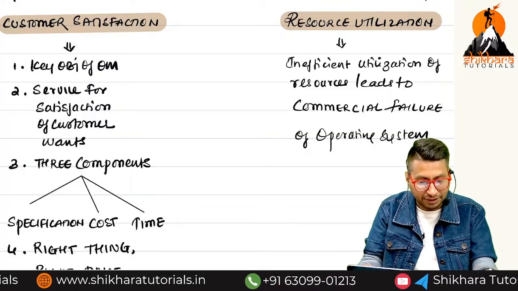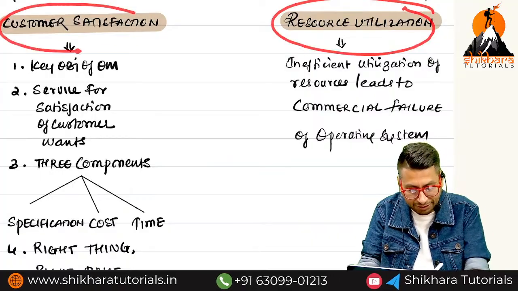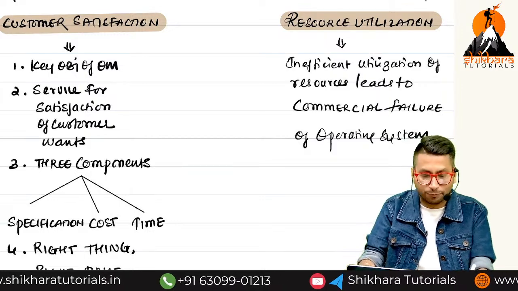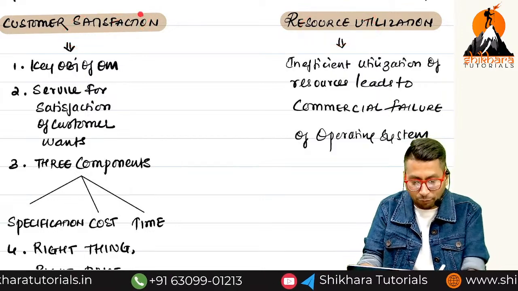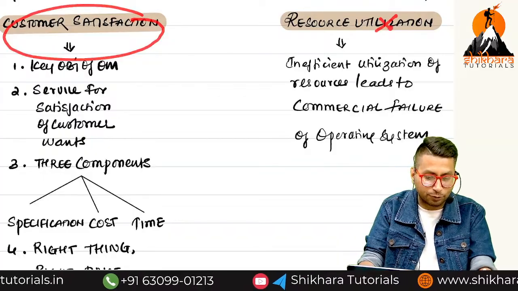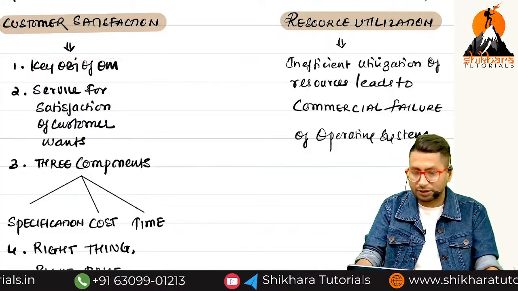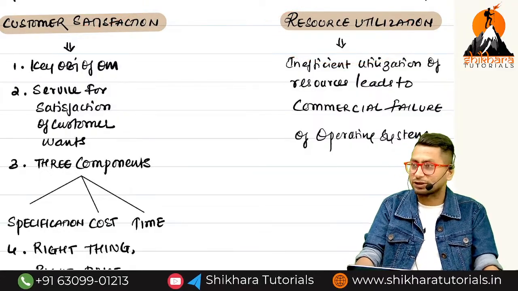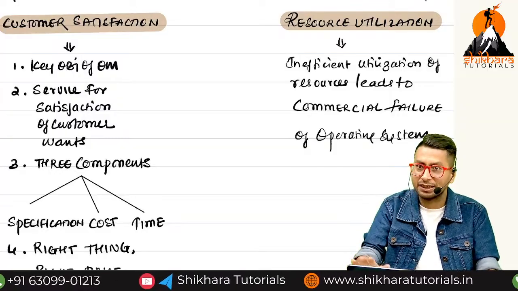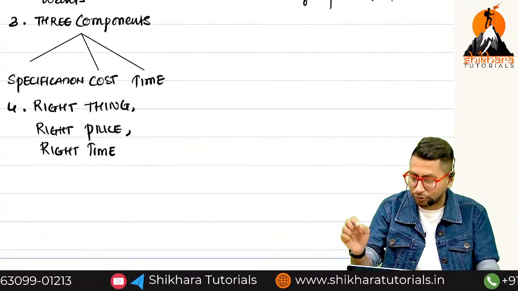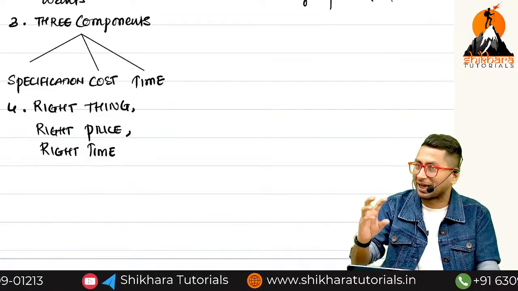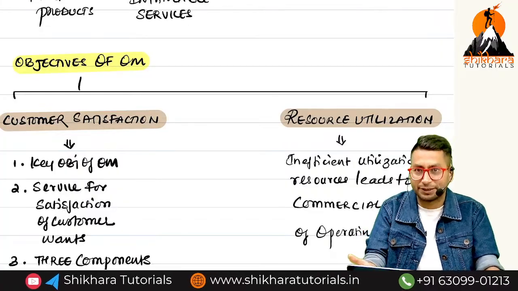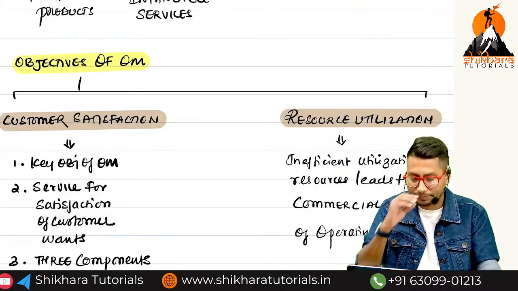But the question is, can I achieve resource utilization and customer satisfaction together? Not possible. See, companies cannot achieve both the objectives together. If I want to achieve customer satisfaction, I may have to forego resource utilization. If I want to achieve resource utilization, I may have to forego customer satisfaction. Meaning, achieving everything is practically impossible. So what should I do? There should be a balance between both. You should focus on both. Achievement of both is practically not possible. You should balance the two. Clear?